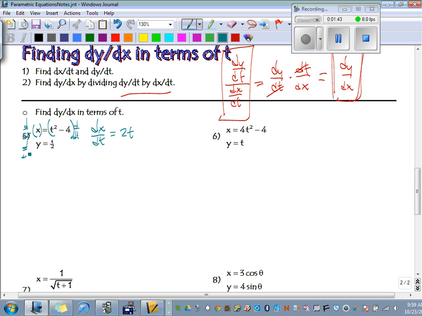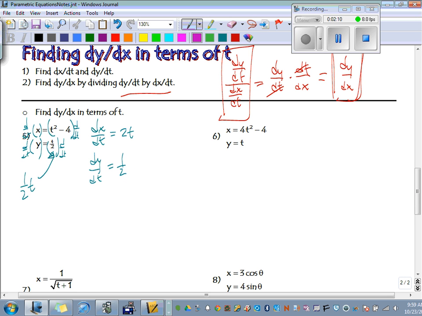This one, we take the derivative with respect to t on both sides. On the left side, derivative of y is 1, but then since we're doing it in terms of t and not y, we get dy dt. Over here, it helps to kind of think this instead of t over 2, think of it as 1/2 t. What's the derivative of 1/2 t? Just 1/2.